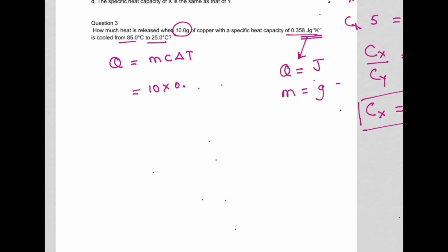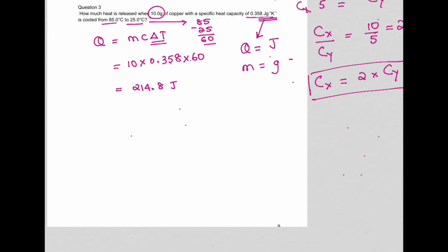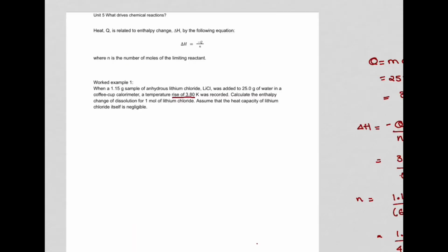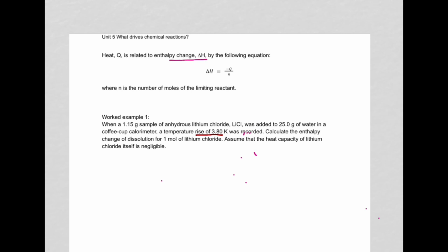I can use the value of C as given, and the change in temperature, this is going to be 85 minus 25. So this is my value of Q, and this is in joules. Find enthalpy change from heat. Enthalpy change is delta H, heat is Q. So delta H is minus Q over N, where N is number of moles of limiting reagent.